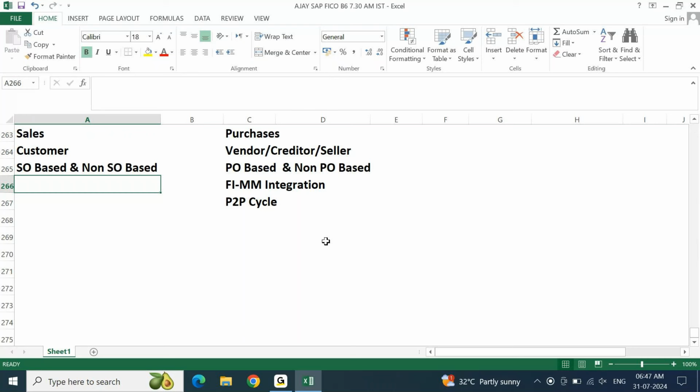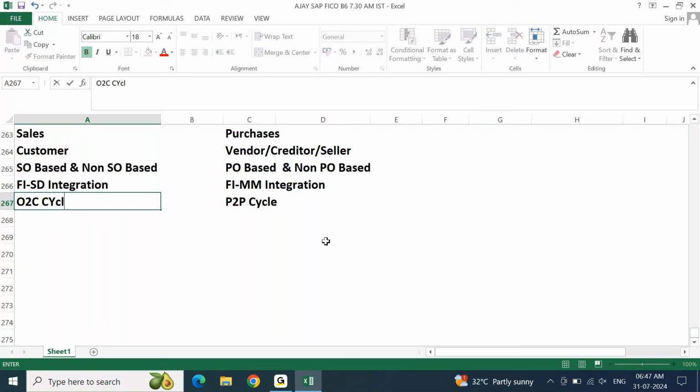When you're doing this sales, you have to talk about FI SD integration here. This is your O2C cycle, order to cash cycle. This is basically your order to cash cycle. Now you have dedicated end user jobs on P2P, on O2C, on R2R, different kinds of things.